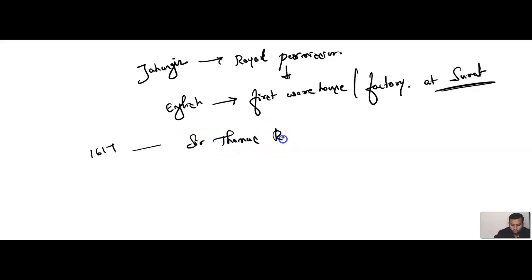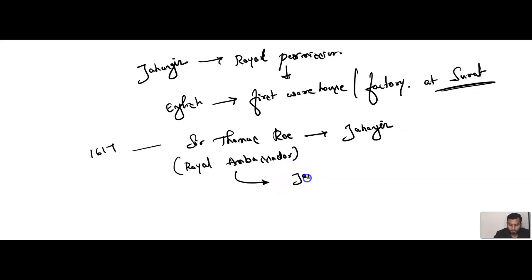Sir Thomas Roy. Are you getting, children? Sir Thomas Roy arrived at the court of Jahangir as a royal ambassador from the court of James I. Understood? He is a royal ambassador. Where did he come? To Jahangir's court. From where did he come? From the court of James I.